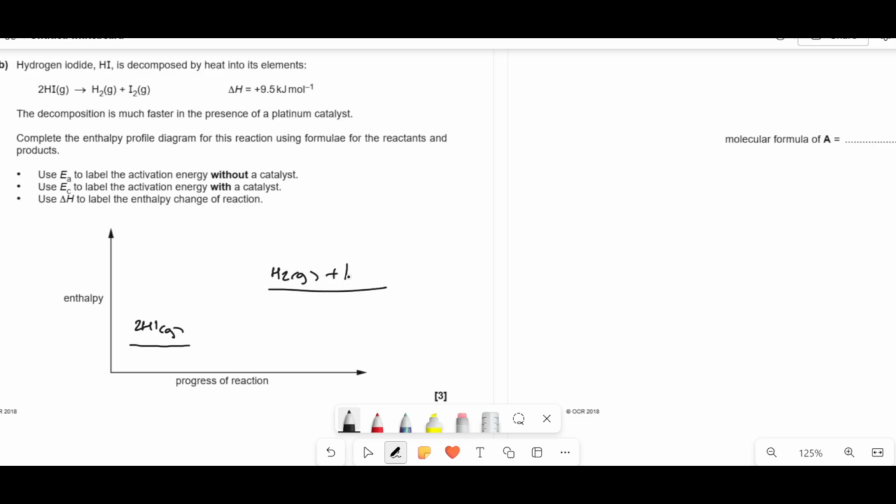I see so many people say, I don't remember how to draw them. And I'm like, enthalpy change positive. It literally says enthalpy there. So your products are going to be higher, right? So then what we need to do is draw activation energy, which is energy required to get this reaction going, and then come back down again. So it's going to be like this.